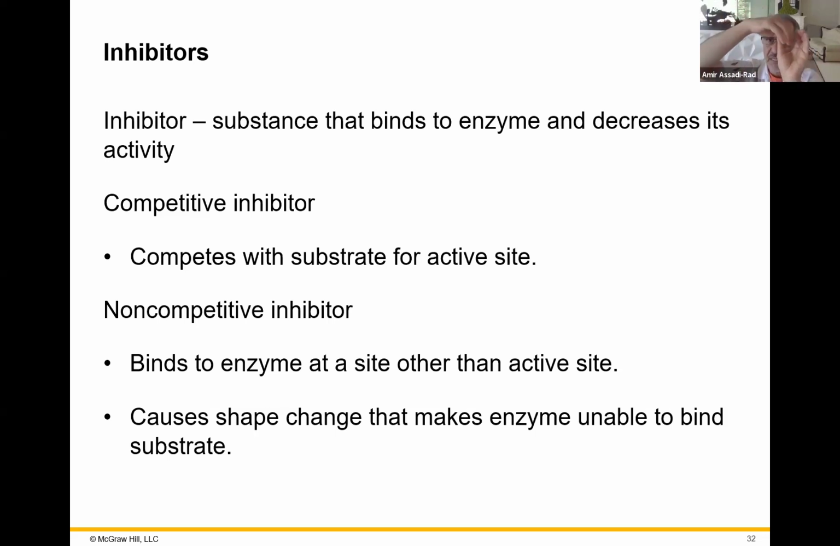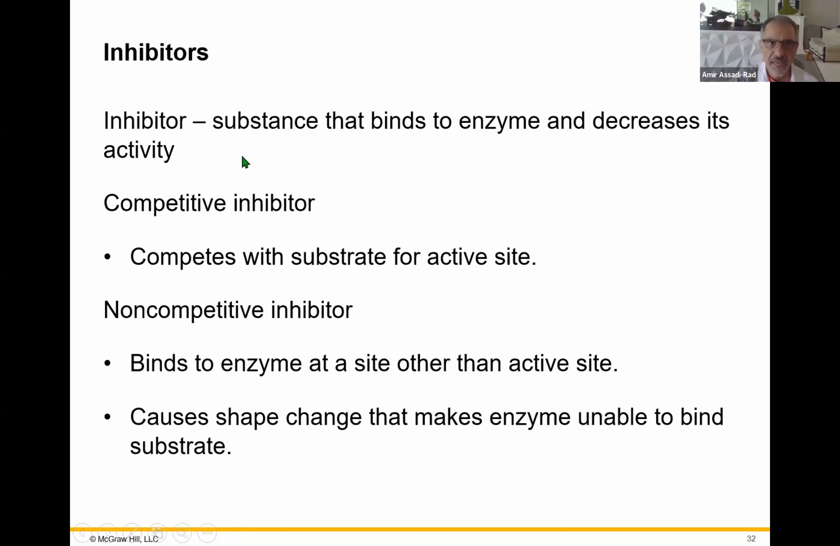This is the enzyme. This is the active site, right? Another molecule will come and sit here on the enzyme, on the active site, or maybe others, which we will talk about. But for now, let's say it sits on the active site. Hey, the substrate cannot go in there anymore. This is an inhibitor. I hope I made sense.